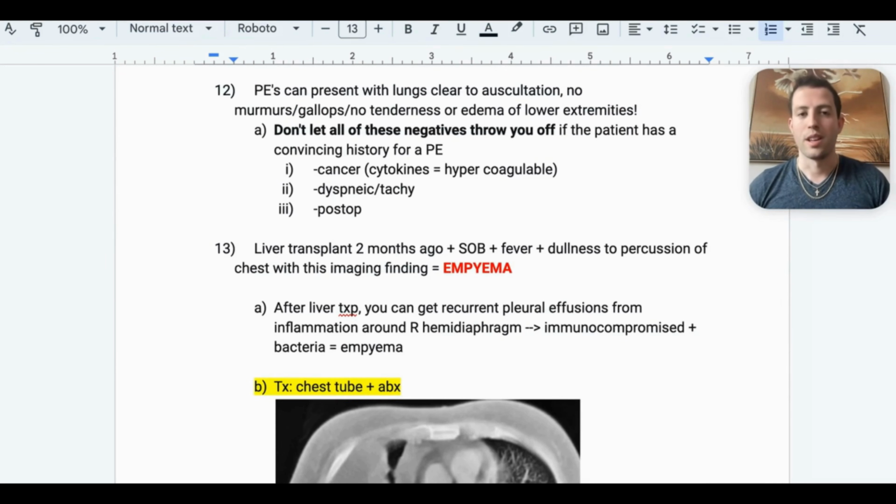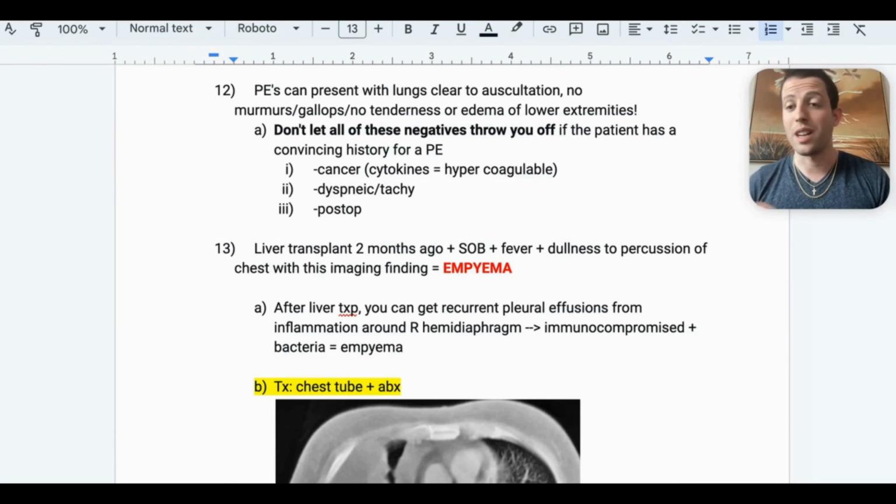All right, number 12. Something I want you to know for your exam is pulmonary emboli can present with lungs that are clear to auscultation. They might not have any murmurs or gallops or tenderness or edema of their lower extremities. That is okay. It can still be a pulmonary embolism on your NBMEs or your USMLE.